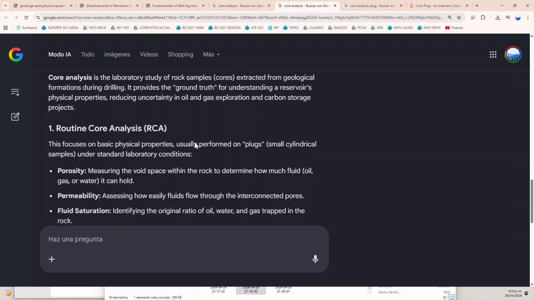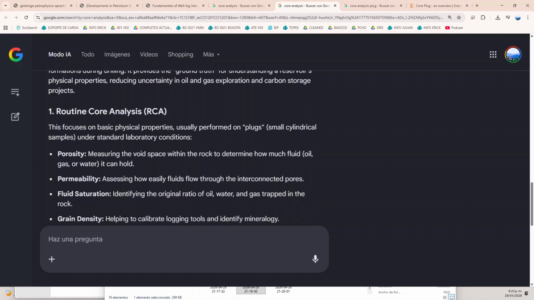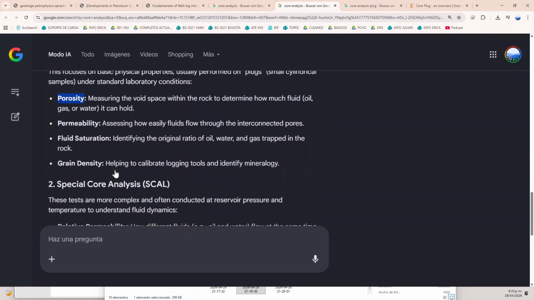Another thing: what is usually measured in RCA? RCA measures porosity, permeability, fluid saturation, and grain density.